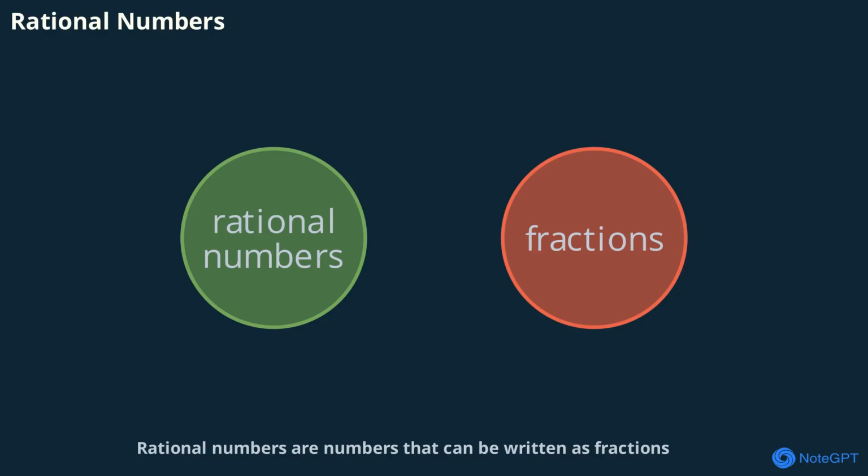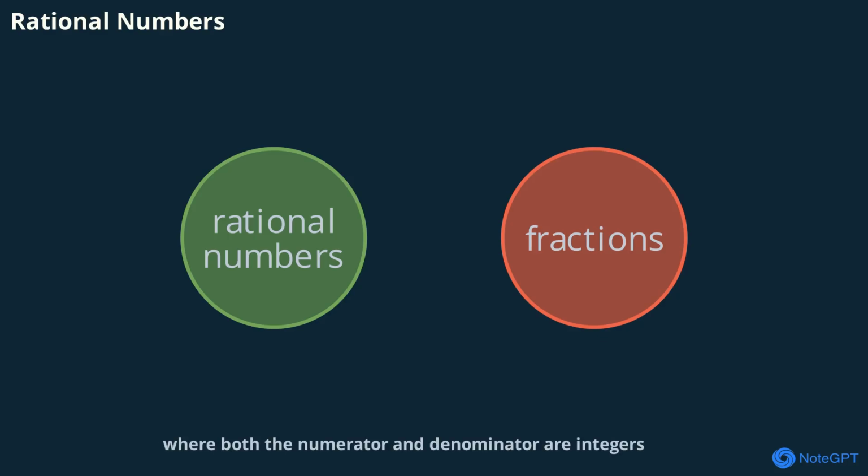Rational numbers are numbers that can be written as fractions where both the numerator and denominator are integers. This includes whole numbers, negative numbers, and decimals that end or repeat. Rational numbers are a key part of the number system and help us solve many types of problems.